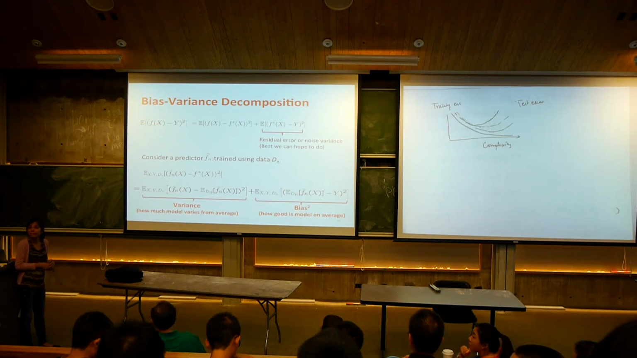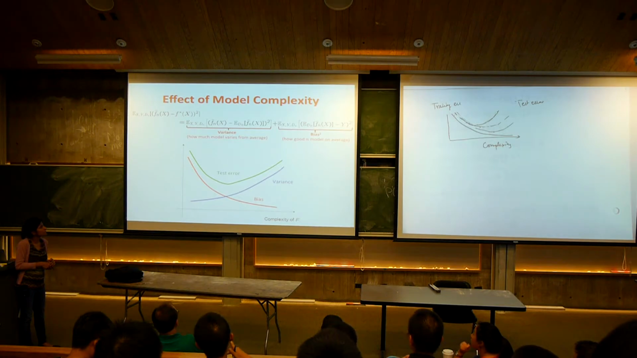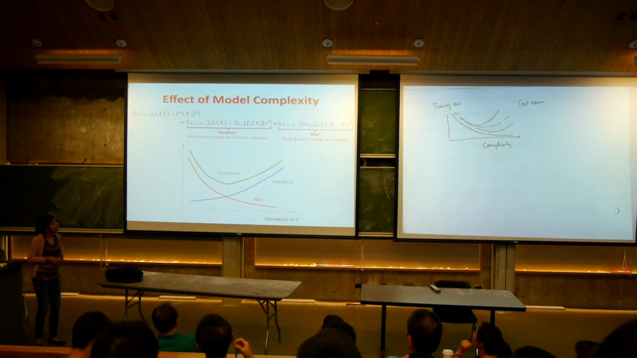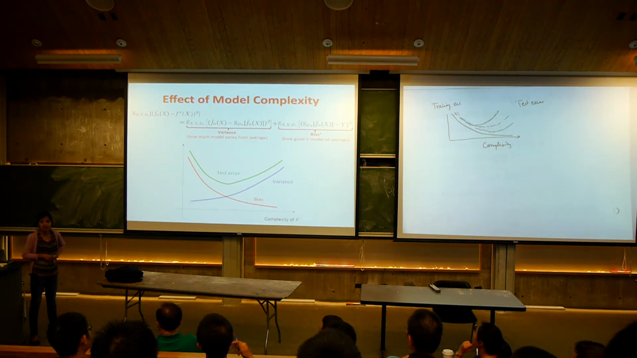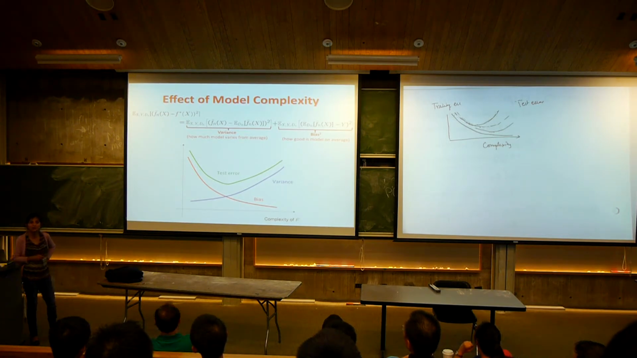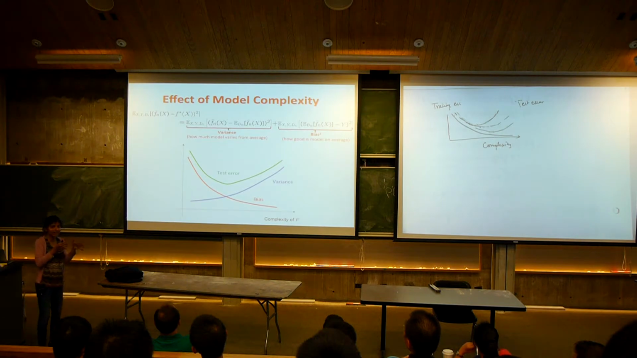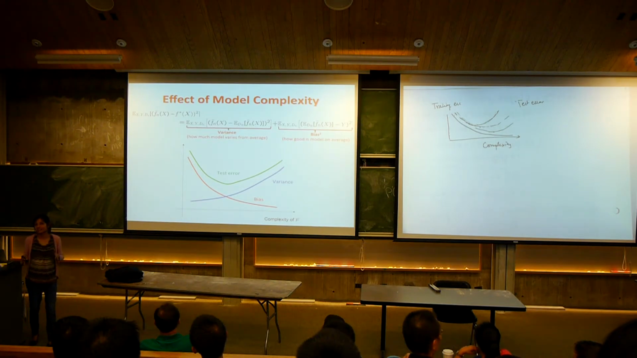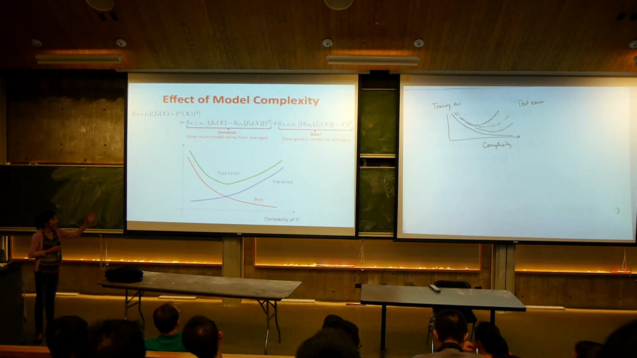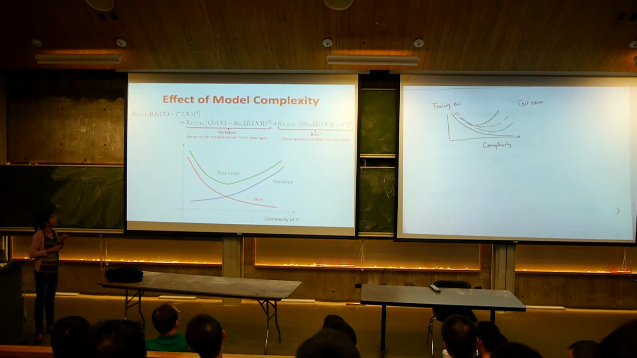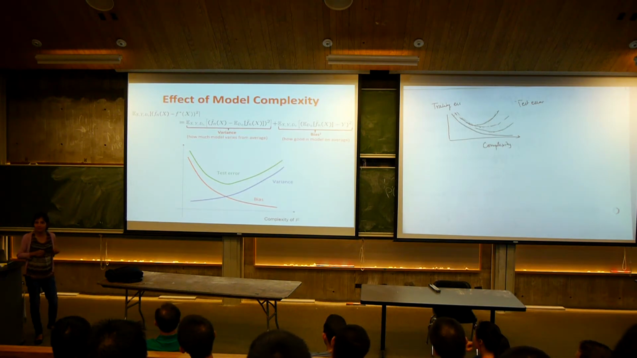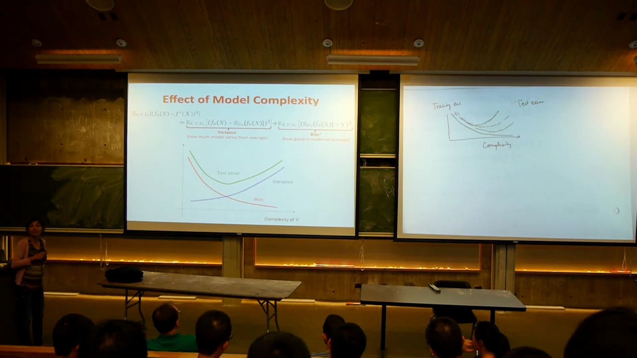Is test error always larger than training error? In expectation, yes. For a particular test data set it's not, but at least in expectation it is, right? Think of these curves as really being the expected value of the mean square error on a randomly drawn data point.